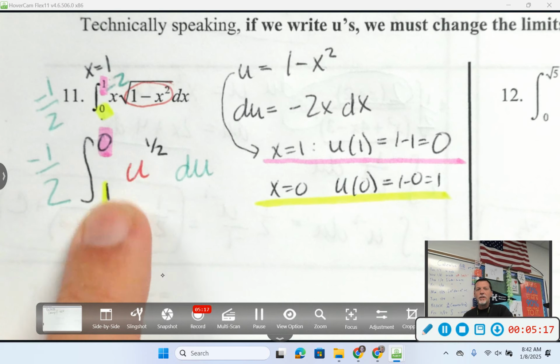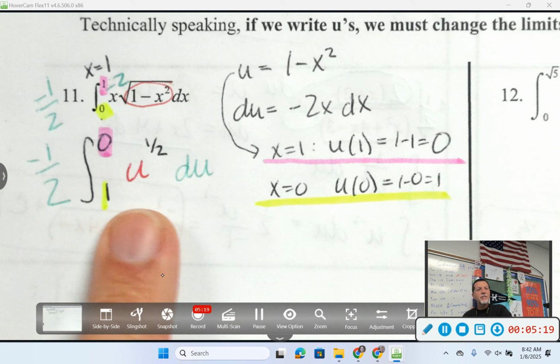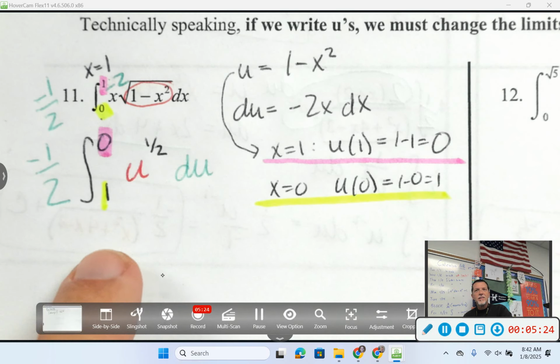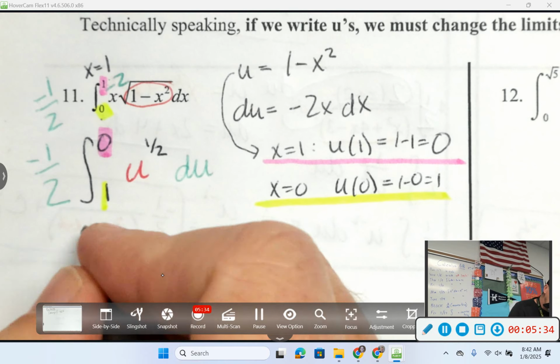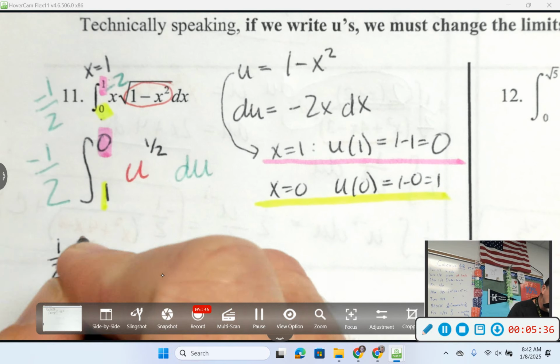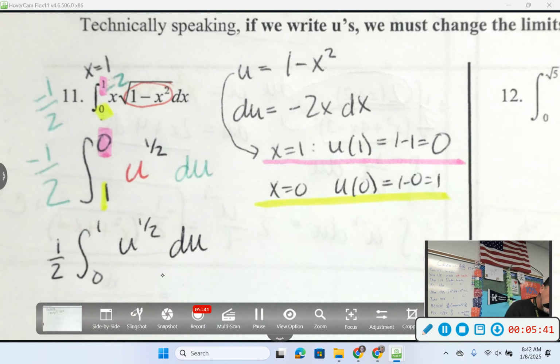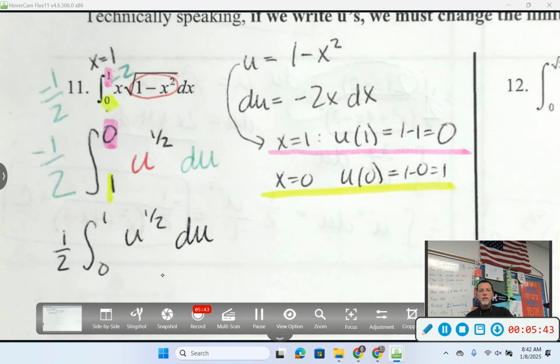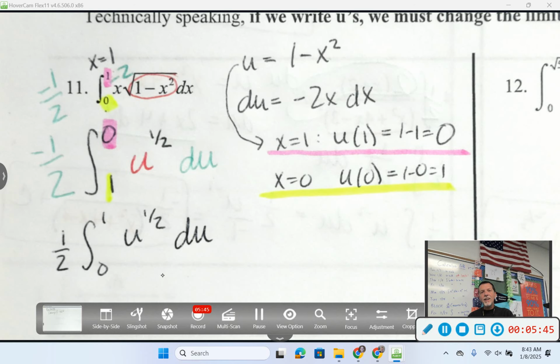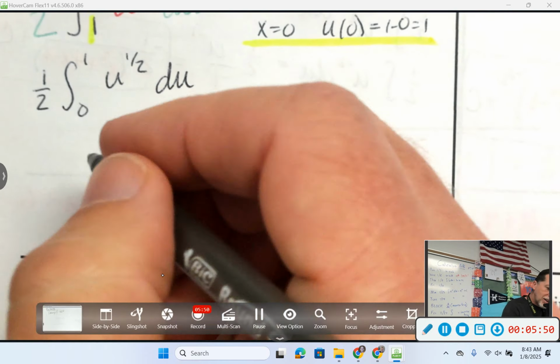This looks a little bit weird. Anybody not like how that looks, or why is that weird? I don't like 1 to 0. That feels backwards. So I can flip it if I change the sign. I think that's worthwhile, especially since changing the sign will make it positive anyway. So now I've switched everything over to u. So now I don't have to worry about x's at all.